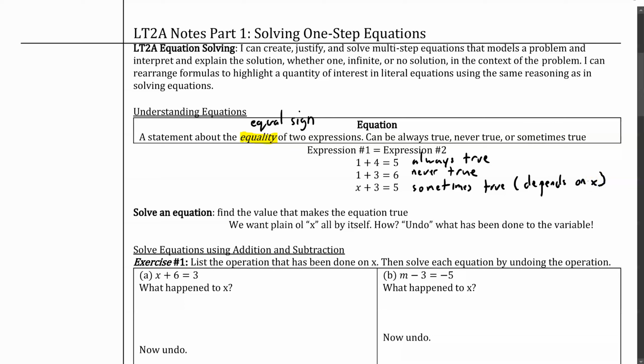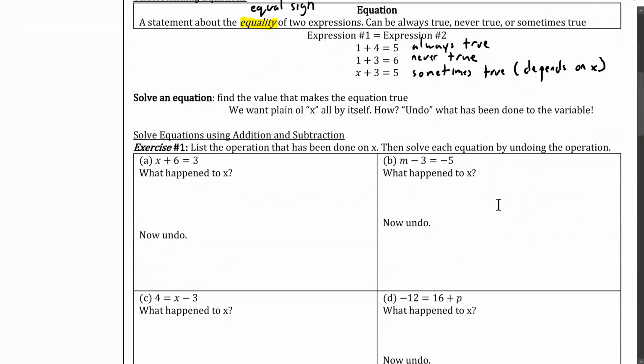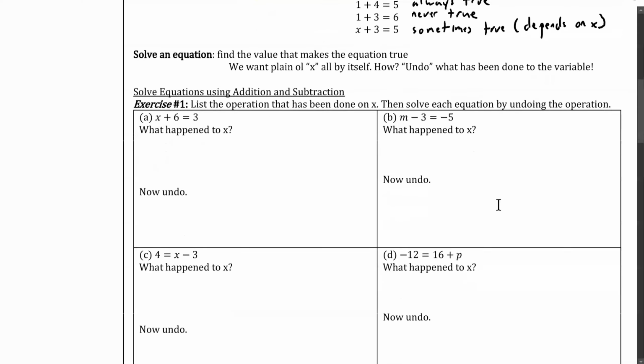So when we are solving an equation, what we're really trying to do is find the values of x that make the equation true. We want to get plain old x by itself. And so the way that we do that is we can ask ourselves what has been done to the variable, and then what can we do to undo. So first of all, solve equations using addition and subtraction. Exercise 1, list the operation that has been done to x, and then solve the equation by undoing that operation.